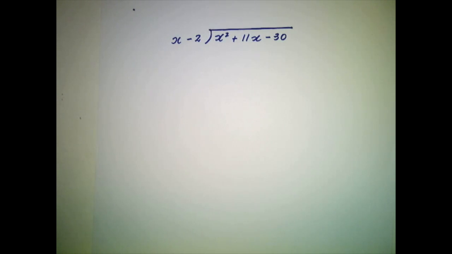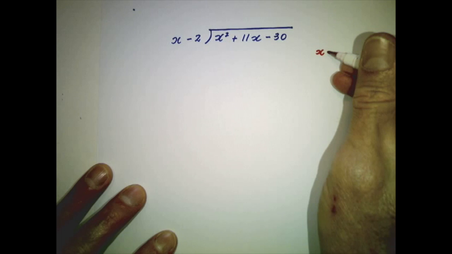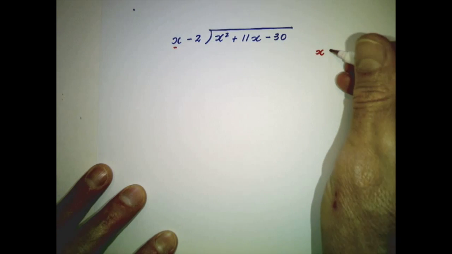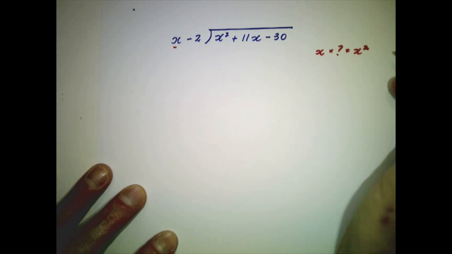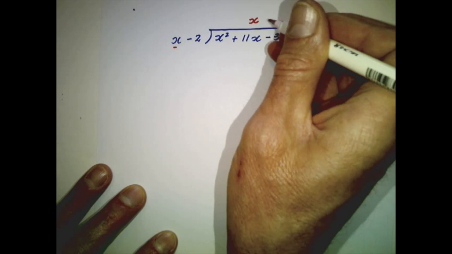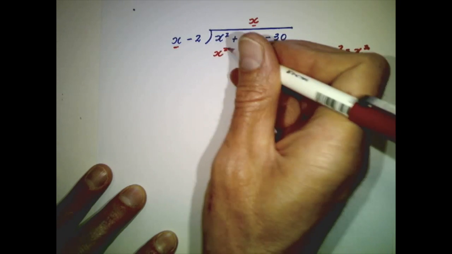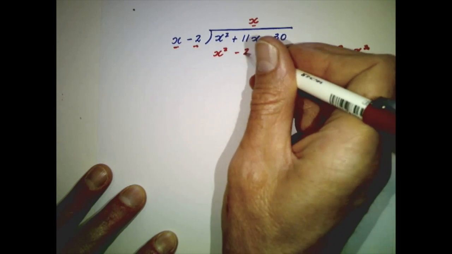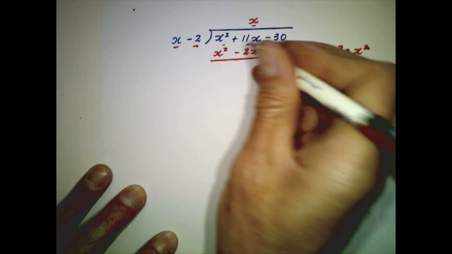So let's have a look at a division problem where our dividend is x squared plus 11x minus 30, and we're dividing by x minus 2. We apply the same question. What do we multiply x by to get x squared, the first term in both parts of our division problem? And the answer to that is x. We multiply x by both parts of x minus 2, and we get x squared minus 2x. And then we perform a subtraction.